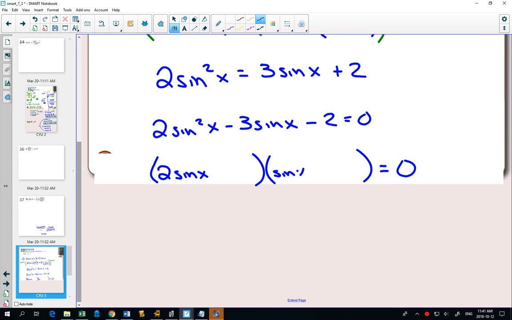So now we need to factor. The only way to get 2 sine squared is 2 sine and sine. Can you think what your last numbers would be so that they multiply to give you 2 and your outside and inside make 3? Well, multiply to get 2, it's either 1 and 2 or 2 and 1. In order to get the negative 3, do you see that the 2 has to be on the outside? That makes your outside 4, inside 1. I would need negative 2 for my outside, positive 1 for my inside to get negative 3, because you have to multiply and add at the same time.